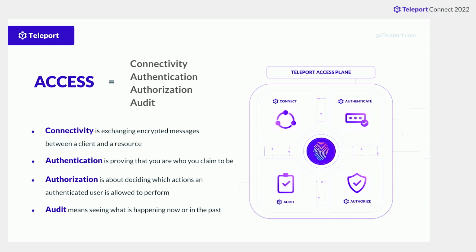Connectivity is probably the most obvious thing. If you're accessing a computing resource, an infrastructure component like a database, obviously you need to be able to send and receive data packets, hopefully encrypted, to and from that resource. The second component of access is authentication. You have to prove that you are who you claim you are. Without it, access shouldn't be granted.